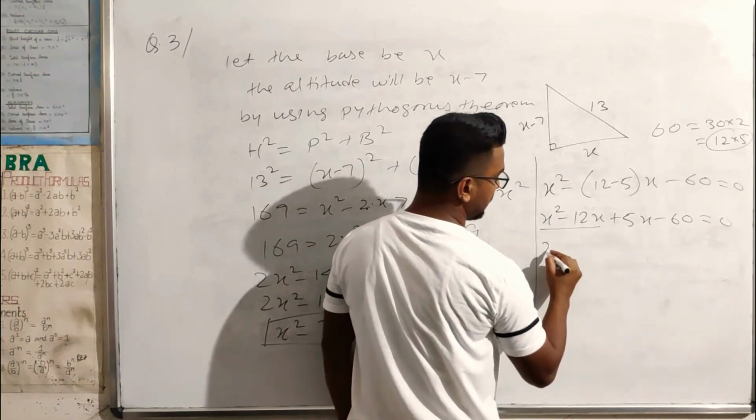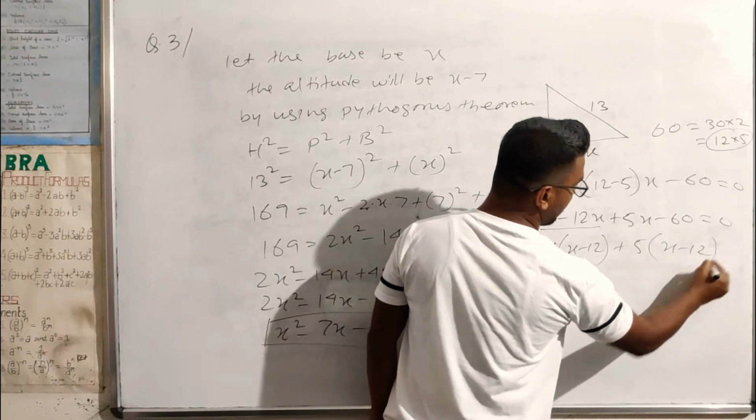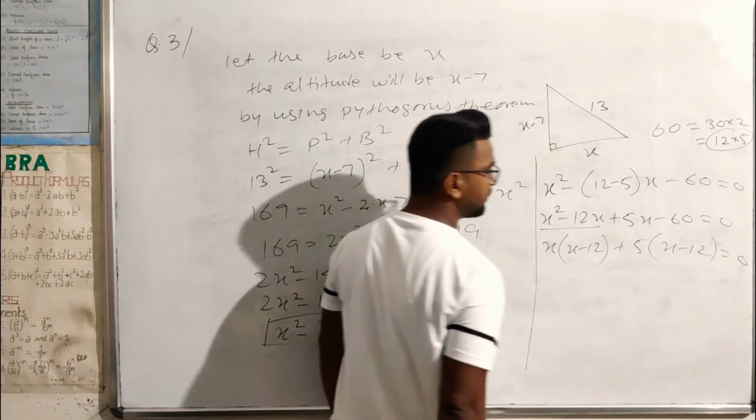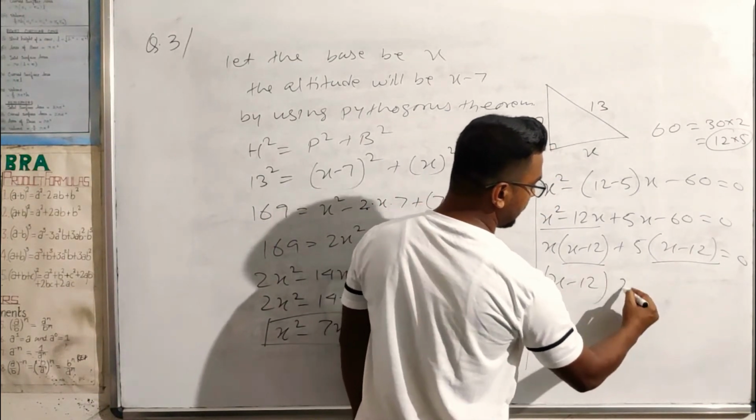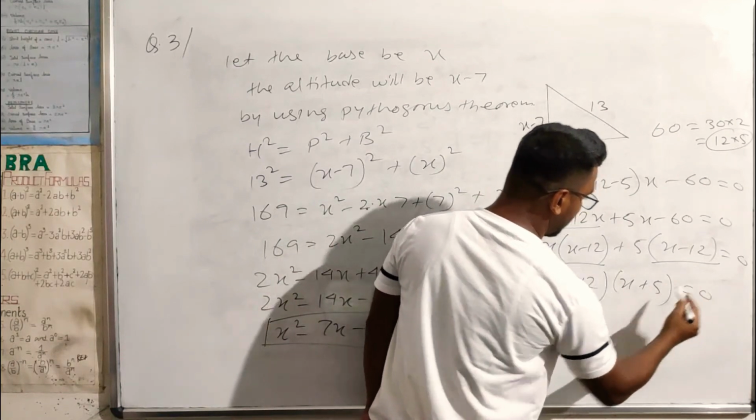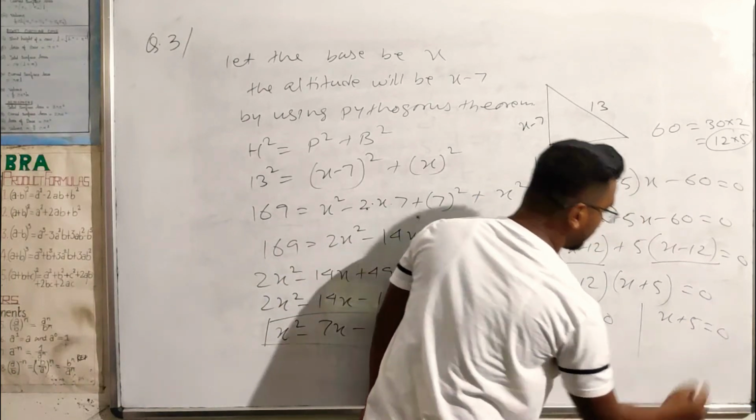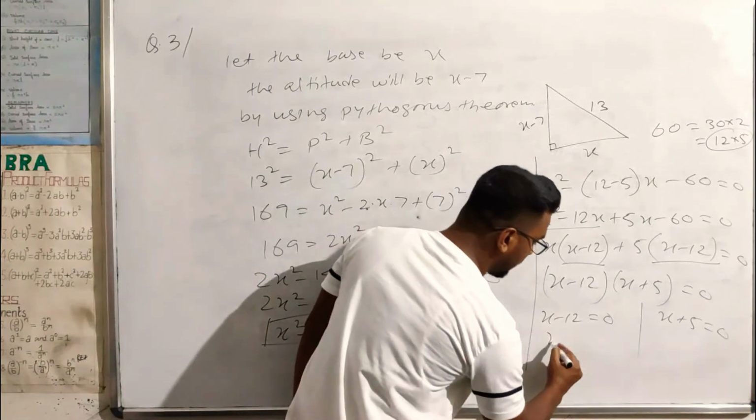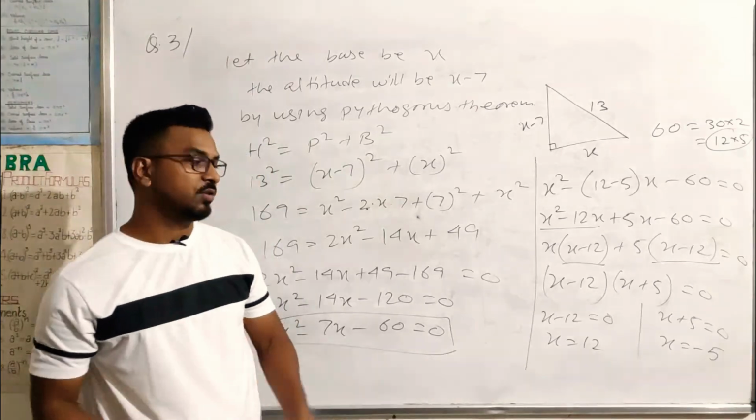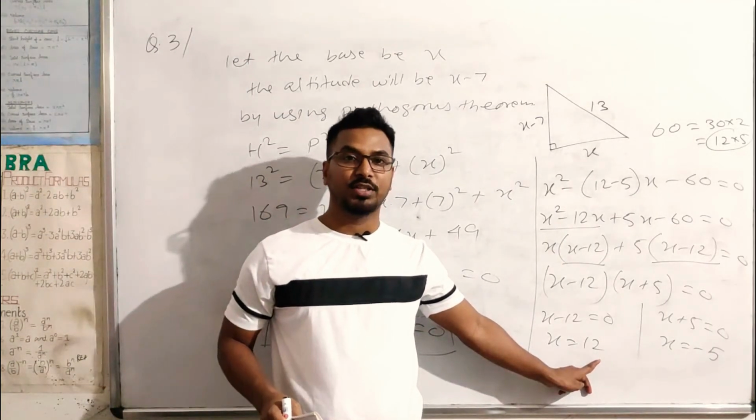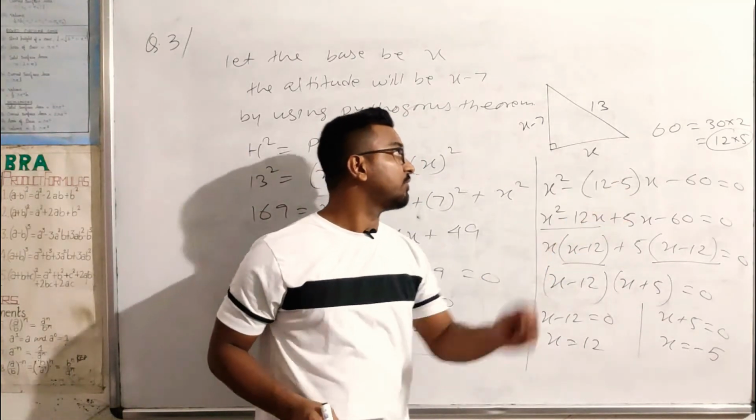What is the common factor in these two? That is x. So x minus 12 here, plus 5 here also x minus 12, 5 12s are 60, equals to 0. So x minus 12 is common, so take it out, x minus 12. What will be left? x plus 5 equals to 0. So if you compare both the factors with 0, what will we get? x equals to 12, and here x equals to minus 5. So which one will we choose? We'll choose the positive term, because base cannot be negative, so the base will become 12.